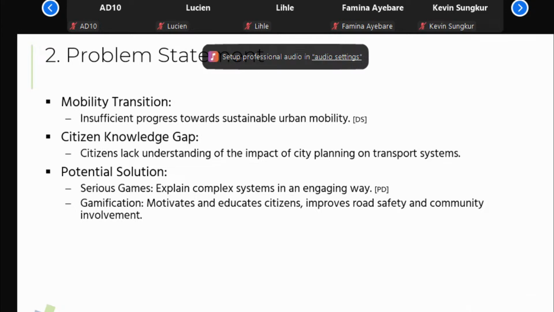Yeah, this leads to gamification approaches in citizen participation in city development planning. Through this, we motivate the citizens, educate the citizens, and increase citizen participation in government planning.